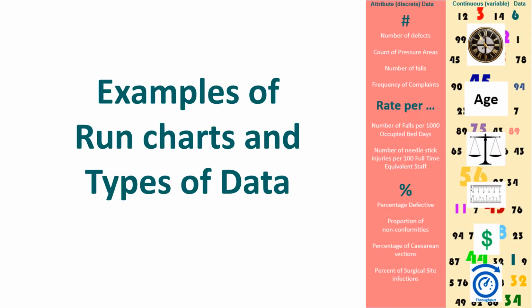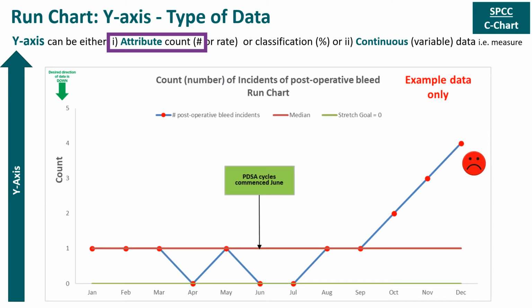We'll now look at some examples of run charts and the types of data that they've used. In this run chart, we're looking at the count or the number of incidents of postoperative bleed per month. So the y-axis is a form of attribute data. It's the count or the number or the frequency of incidents.